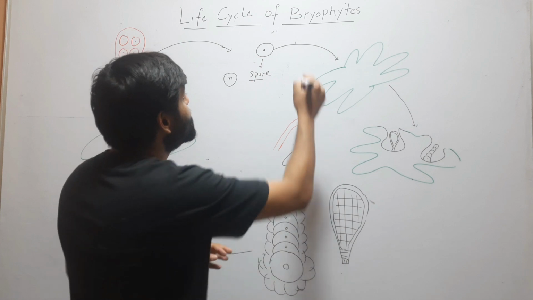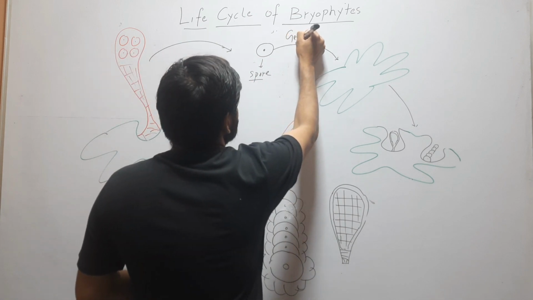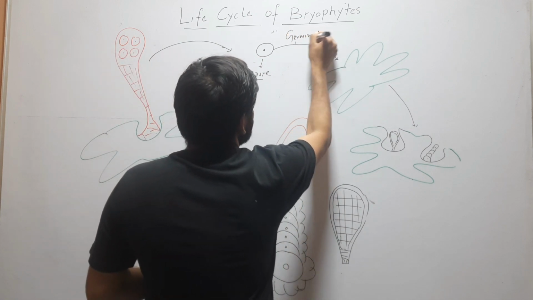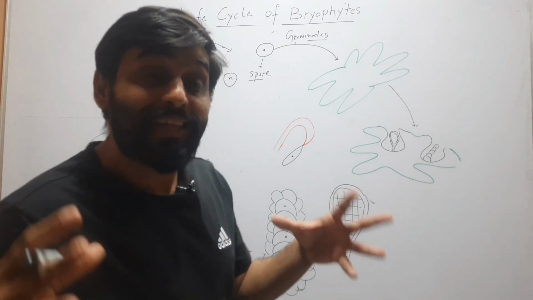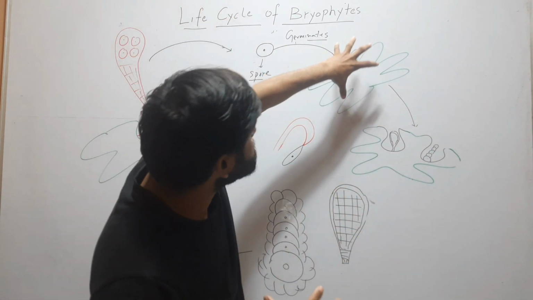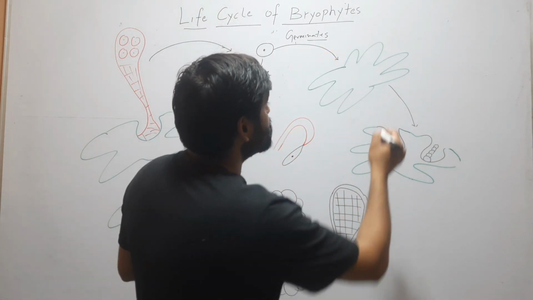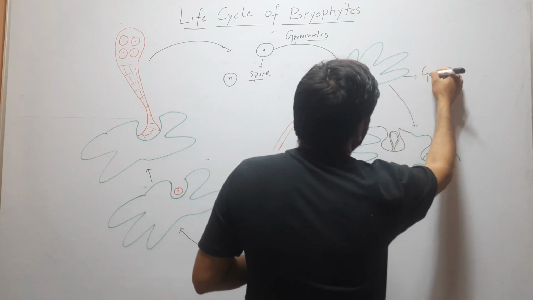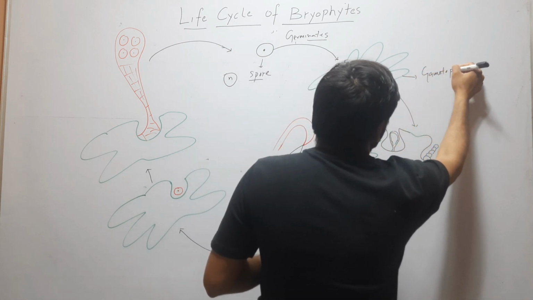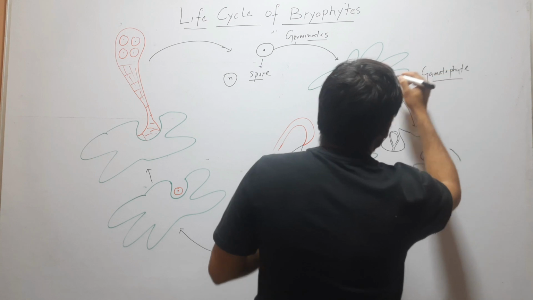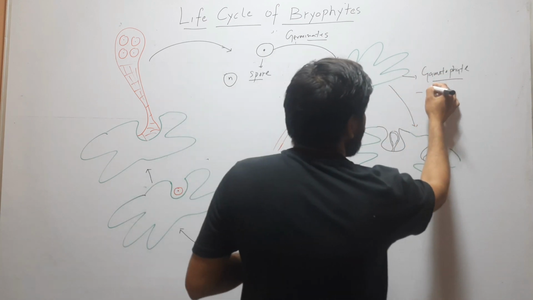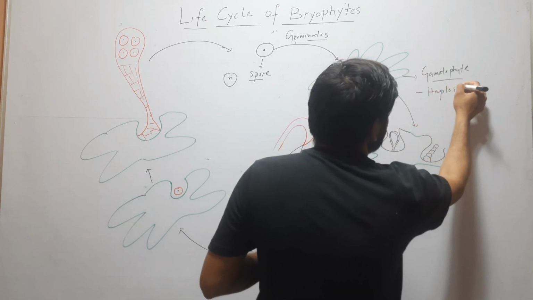This spore germinates and forms a multicellular thallus-like body. So this is the multicellular thallus-like body. This body is called the gametophyte because it consists of haploid cells.